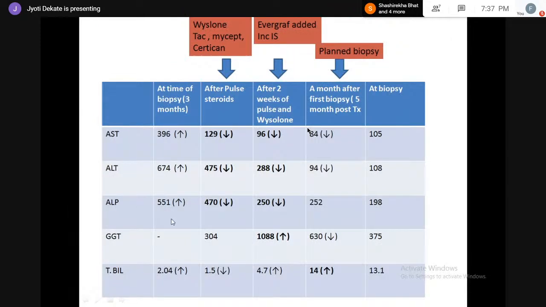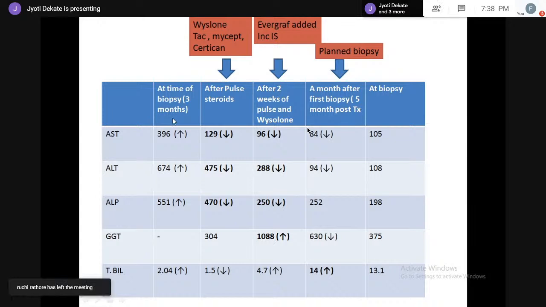So this was the liver enzyme profile when the biopsy was done for this patient. After the diagnosis, the pulse steroids were administered. Immunosuppression was increased. This patient responded well to the treatment for the initial 2 weeks after the administration of steroids. However, later on, the bilirubin levels started increasing and reached a level of 14 a month after the first biopsy, which was 5 months in the post-transplant period.